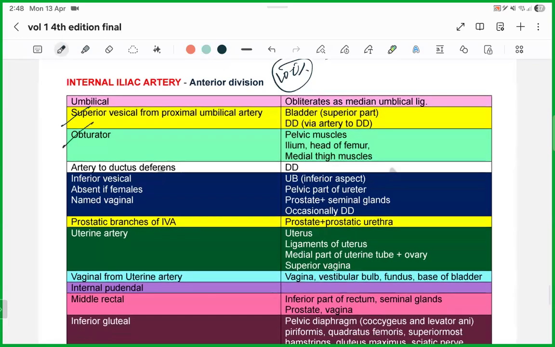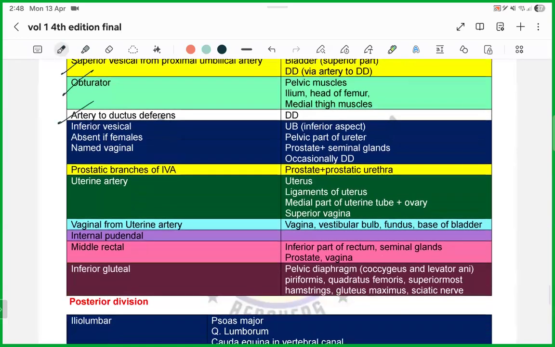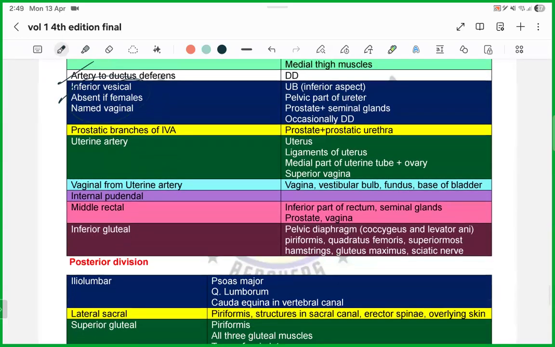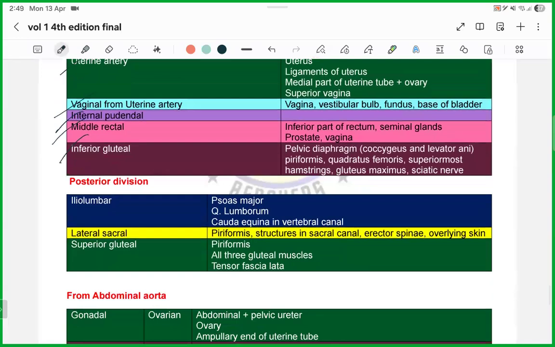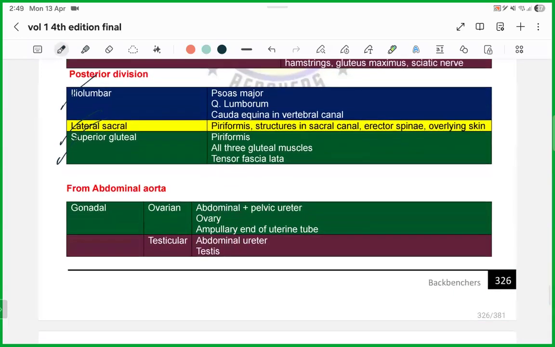Superior vesical, obturator, artery to ductus deferens. Then inferior vesical is absent in females and it's named vaginal. Then uterine artery, vaginal from uterine artery, internal pudendal, middle rectal, inferior gluteal. From the posterior division, we get iliolumbar, lateral sacral, superior gluteal. Do not miss a single thing.